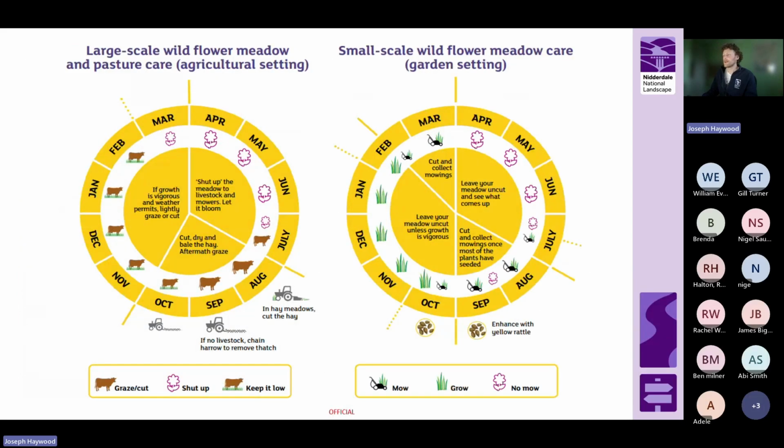So these charts are from Plantlife, and just reiterating what I've said, from a large scale on the left to a small scale on the right, both of them let your meadow grow from April through to July, August. Give it a bit of a mow at that time, removing your mown vegetation, leaving it through the winter, and then just before your spring starts again, cut and collect your mowings or graze it with livestock to get a short sward.